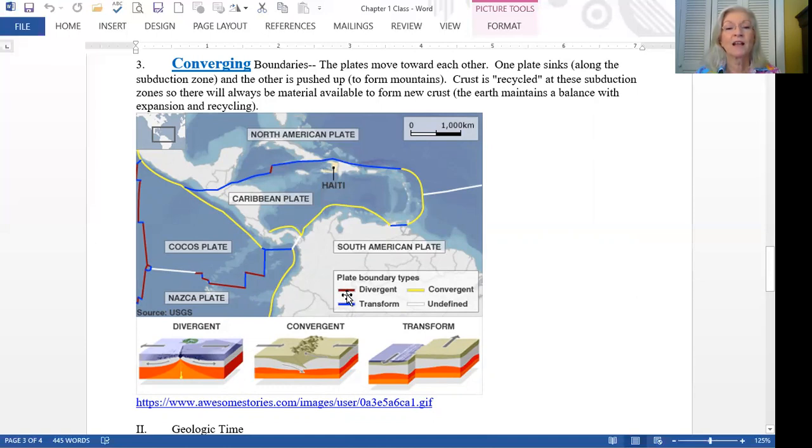So the red is a divergent that happens here and over here on our graphic. The blue is transform. Remember, transform, they slide past each other. The yellow are converging boundaries. They come together. You can see there's a converging boundary right here along the coast of Central America. That's responsible for the mountain ranges that occur down there.